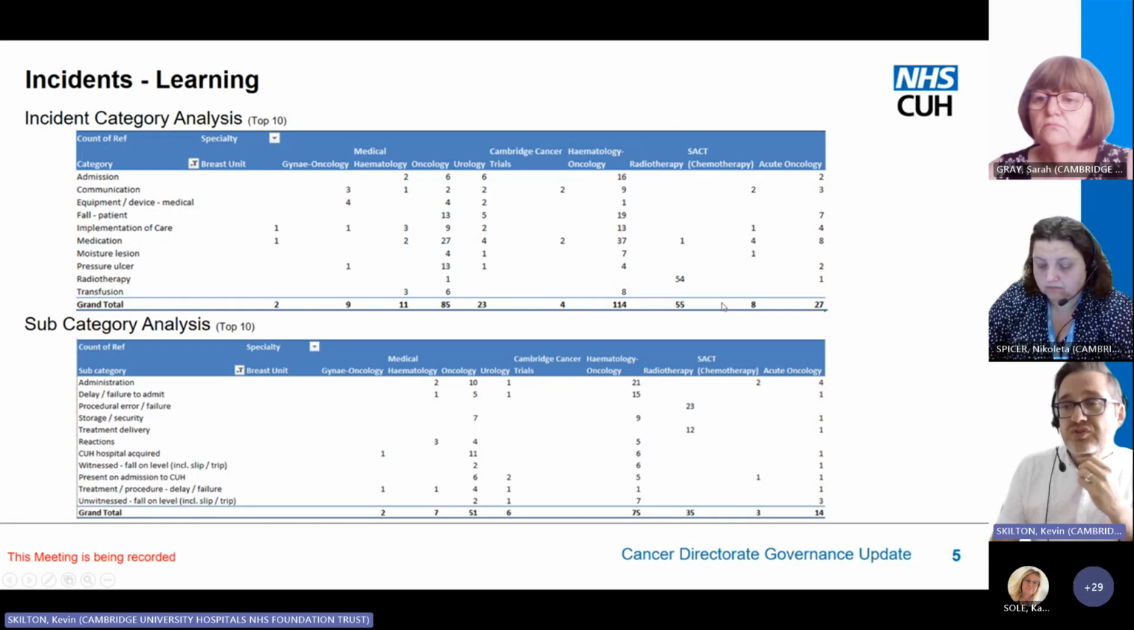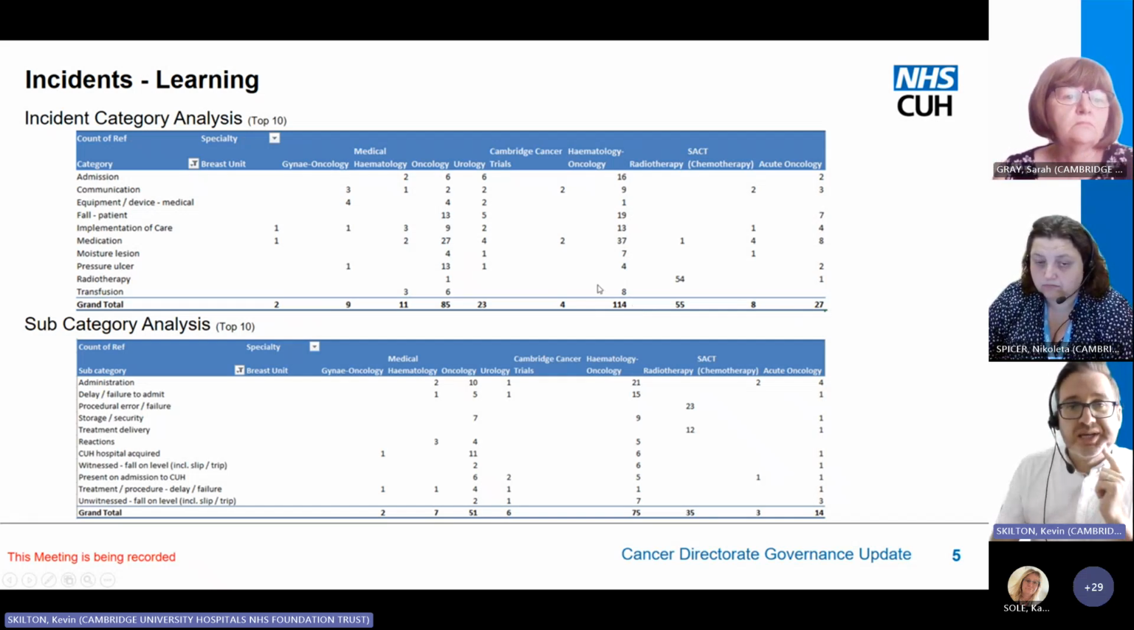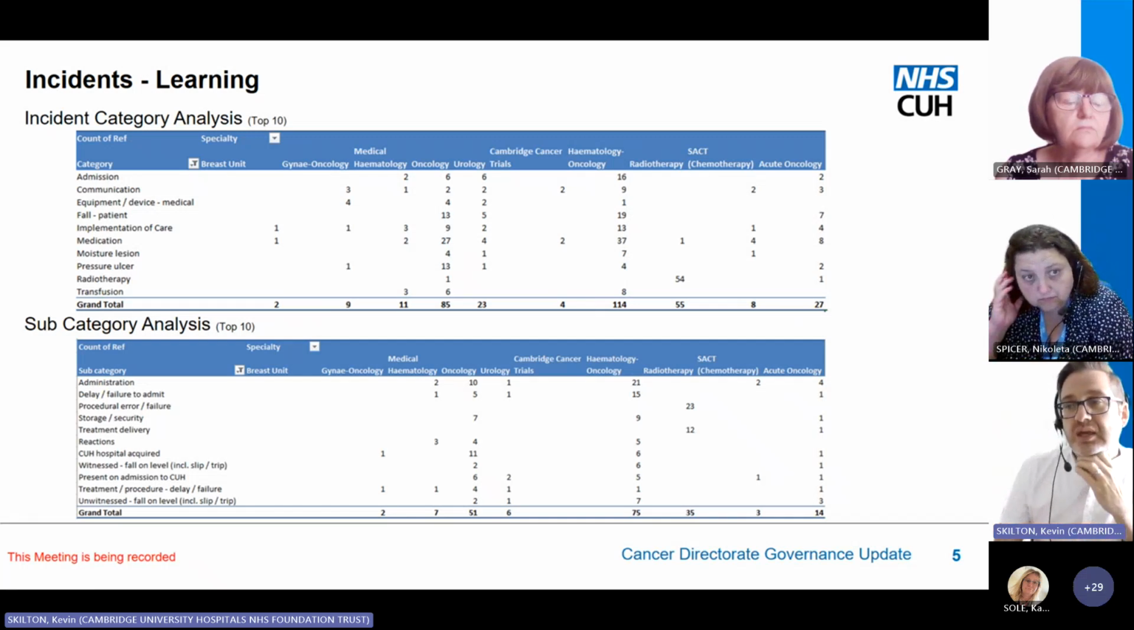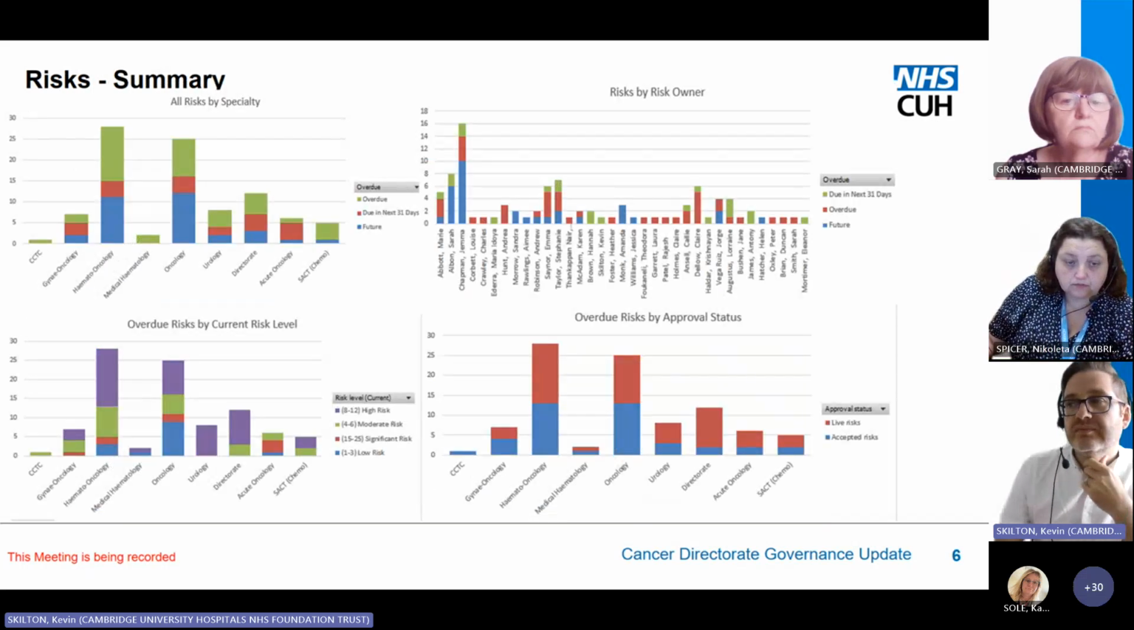There's some data there as usual around our learning. As always, high on our list is things like medication, admission errors. I'm hoping that Mafalda, who is our governance manager, will be back towards the end of the year. We can start to do a bit more around learning from our incidents and closing the loop into what our incidents are and what learnings there are from them and sharing those in more detail. We just need Mafalda back to start doing that more for us.